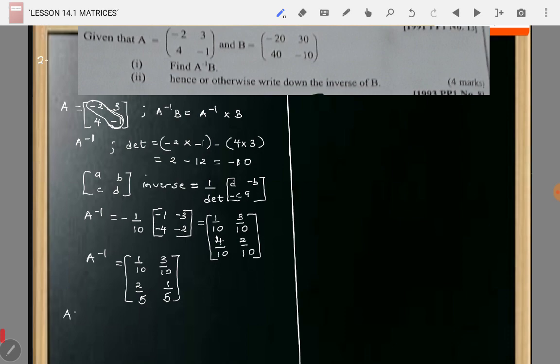So A inverse B is the same as A inverse, which we have gotten, times matrix B, which is equal to, our A inverse is [1 over 10, 3 over 10; 2 over 5, 1 over 5], times matrix B, which is given as [-20, 30; 40, -10].